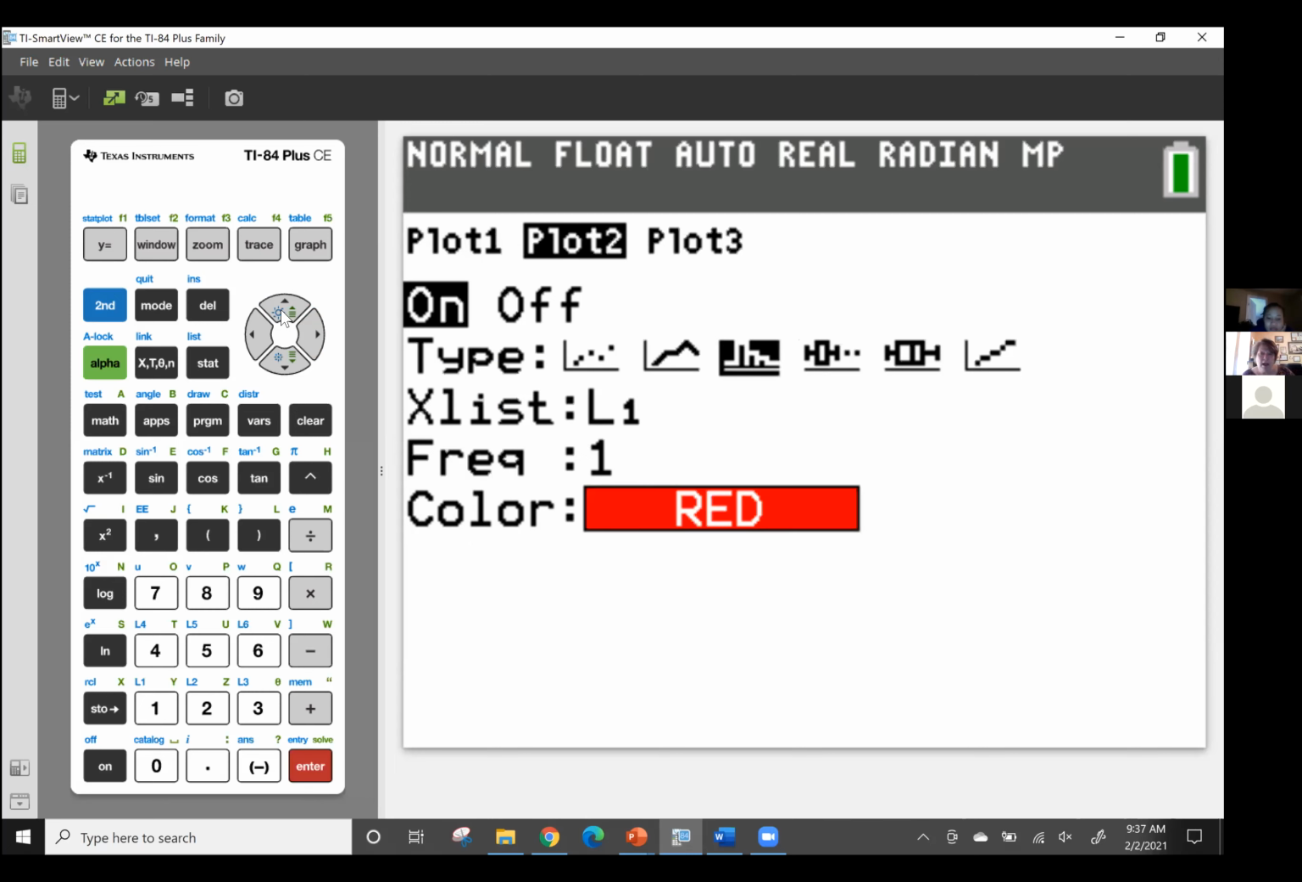Now I'm going to turn plot 2 on, and that's going to be my histogram. So it's on, you can see the cursor blinking on, and the type, the histogram is highlighted. The data I'm going to use is L1, and the frequency again is 1, because I don't have my data in a frequency table. I have my data in just one list. Okay, so now to get the histogram to look the way I want it to look, I'm going to adjust my window.